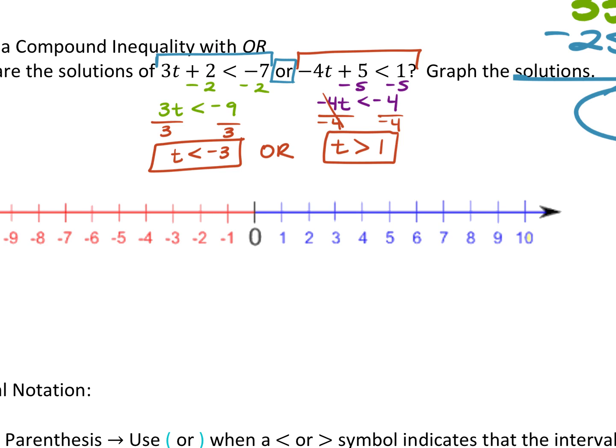What do you do at a negative 3? You're going to go to the left, open or closed? Open. This is going to be open, right? There's no bar. So open dot at negative 3, and you go left because it's less than the negative 3. Open or closed at 1? Open at 1, and you go what direction? Right. To the right. Okay, so the fact that it's an or problem should tell you like, hey, my graph should be looking like this, right? Oars, like the oars in a boat, they go out to the side. This is how it should be. Questions on that at all?